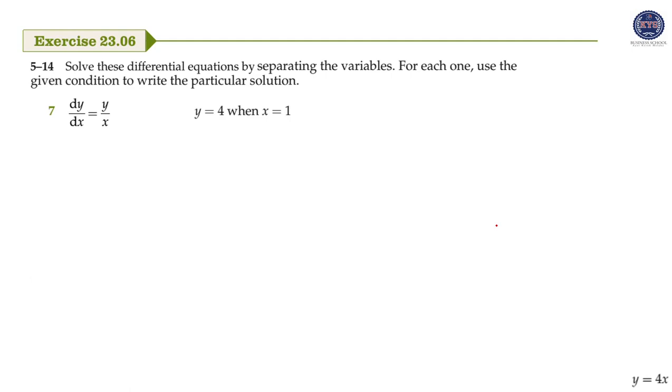Okay, number 7. So if you're not sure, let's move the dx first to the other side. So dy equal to y over x dx. Then move this y, it becomes divide. This is the divide, is it? Okay. So dy over y equals 1 over x dx.